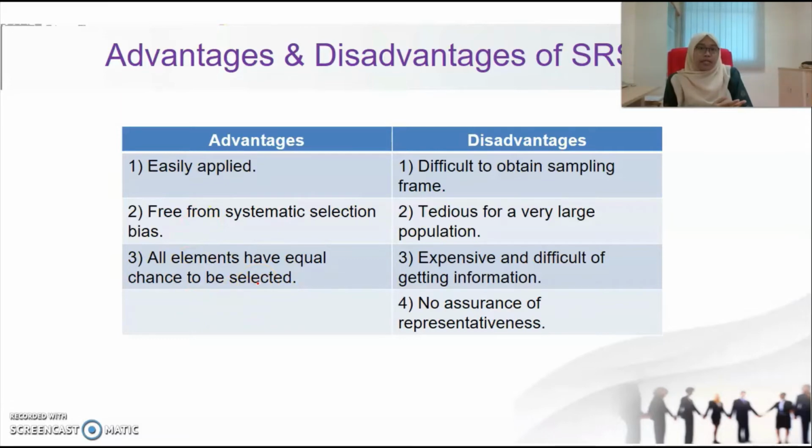Okay, but the disadvantages of this method: the first one is it is difficult to obtain a sampling frame. And it is tedious for a very large population. When your population is very large, it is very expensive and difficult to get the data. And lastly, there is no assurance of representativeness, because sometimes the sample that we pick does not represent the whole population.